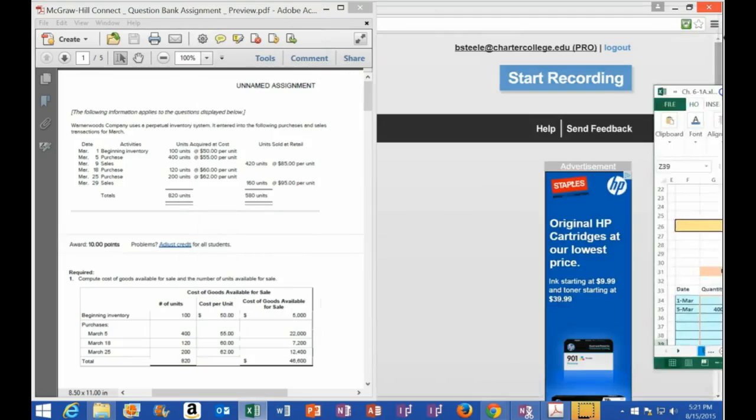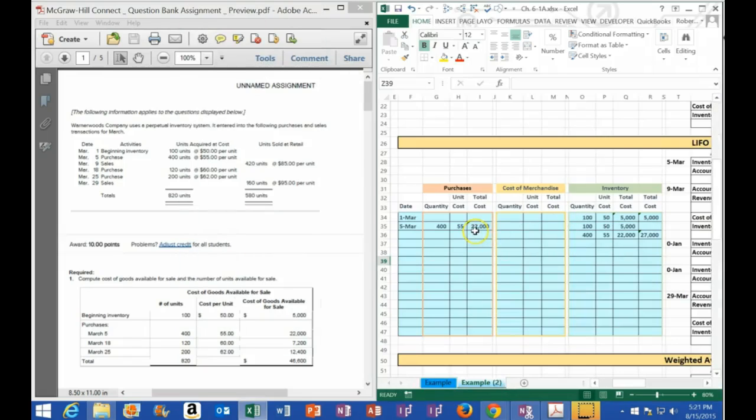I'm going to pull this back over and look at the next transaction, which happens on March 9th. So I'm going to move to the next line down here. That's where the date's going to go, 3/9. We sold 420 for $85. So we're going to go into the cost of merchandise. That should be cost of merchandise sold. So we're talking about not the sales price, not the $85 in this worksheet. We're talking about the cost.